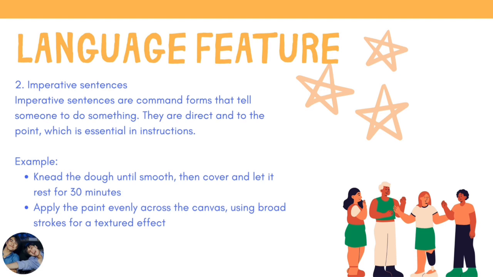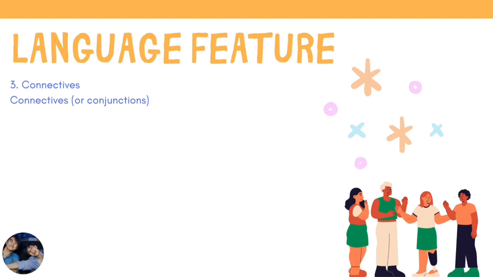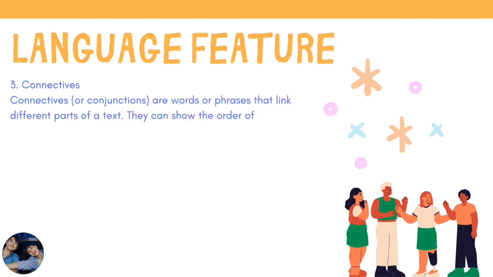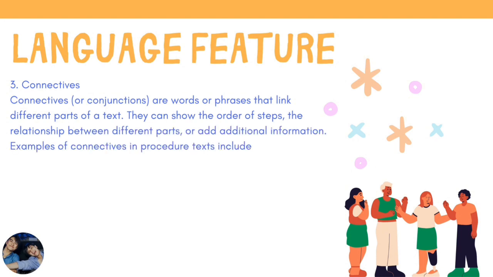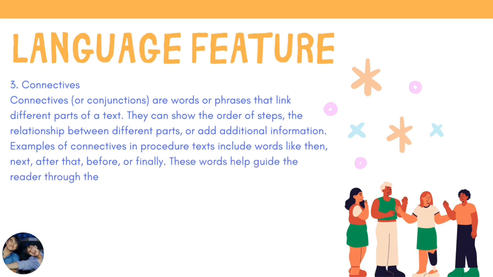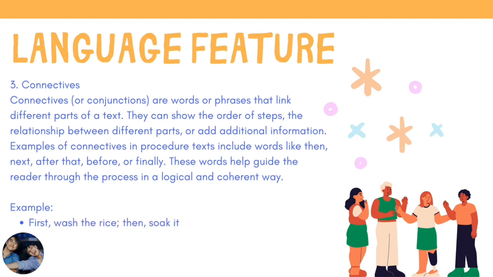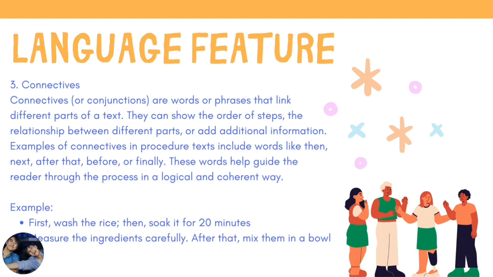Seperti itu ya. Next, we have connectives or conjunctions, words or phrases that link different parts of a text. Of course, we will need connectives such as and then, after that, contoh lagi ya, after that, and then, next. Nah, itu adalah salah satu jenis connective or conjunction that are really important in procedure text.